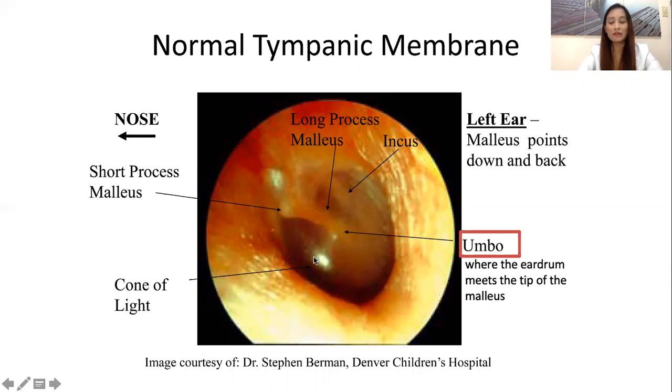If the cone of light is not intact, if you cannot appreciate the cone of light, then there's an abnormality in your tympanic membrane. It's the reflection of light called the cone of light.